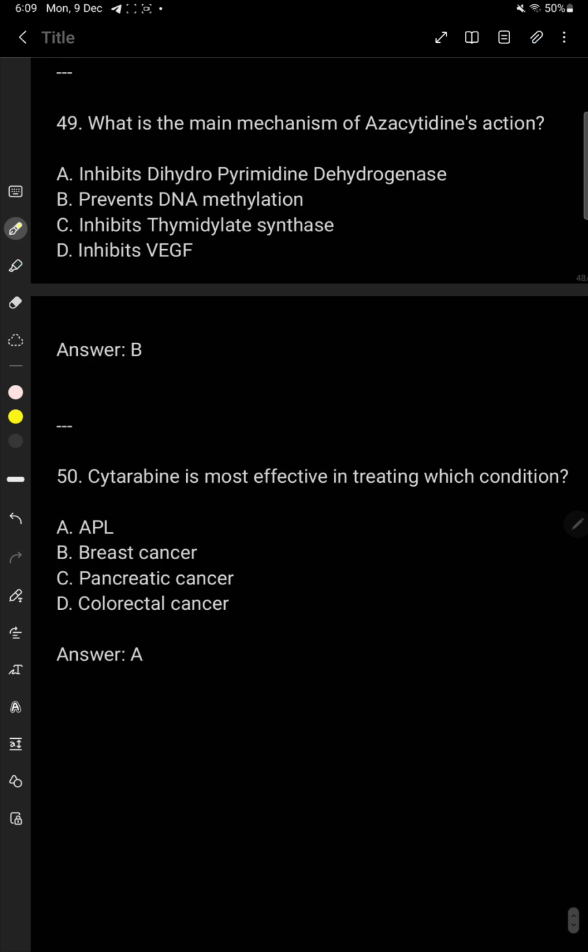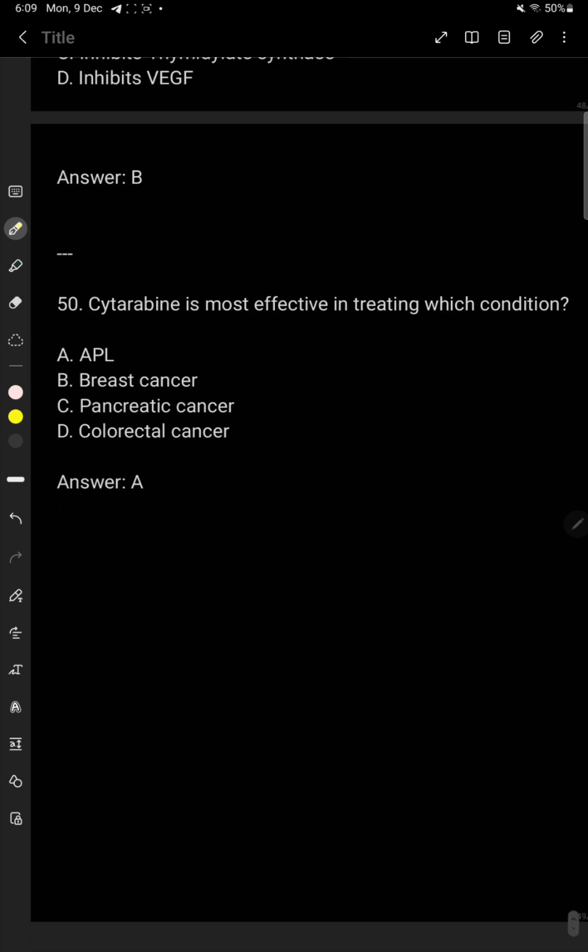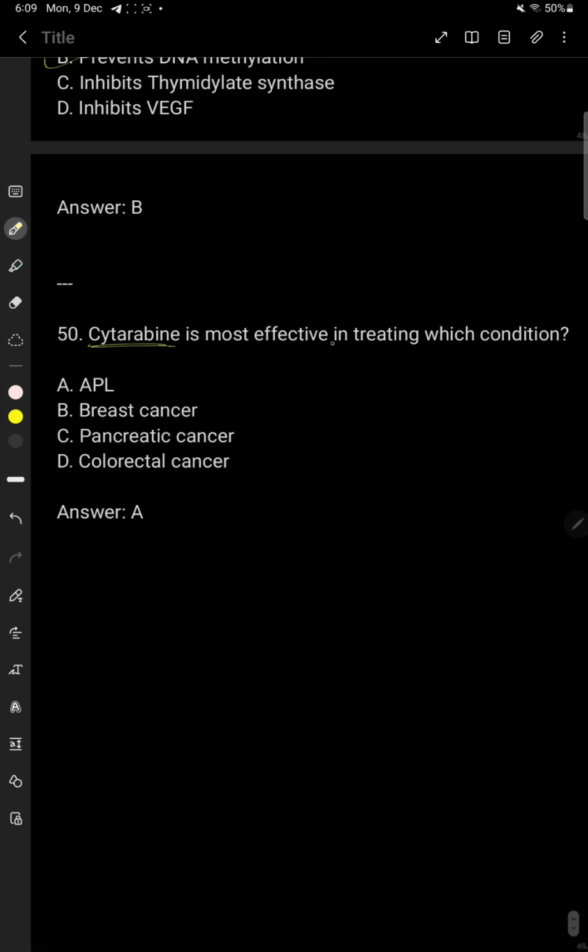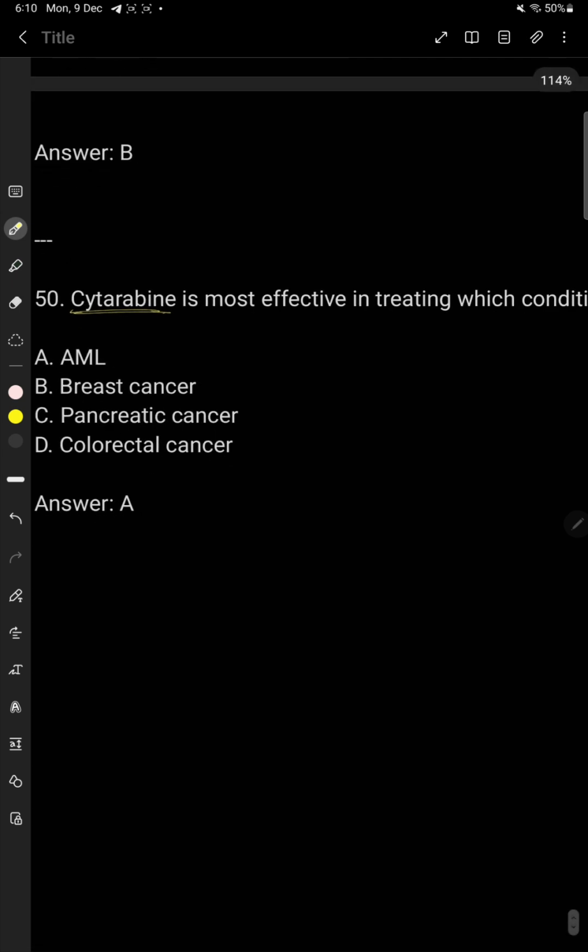What is the mechanism of action of azacitidine? Azacitidine is a hypomethylating agent, so it prevents DNA methylation. Cytarabine is most effective in treating which condition? So cytarabine is used in treating AML.